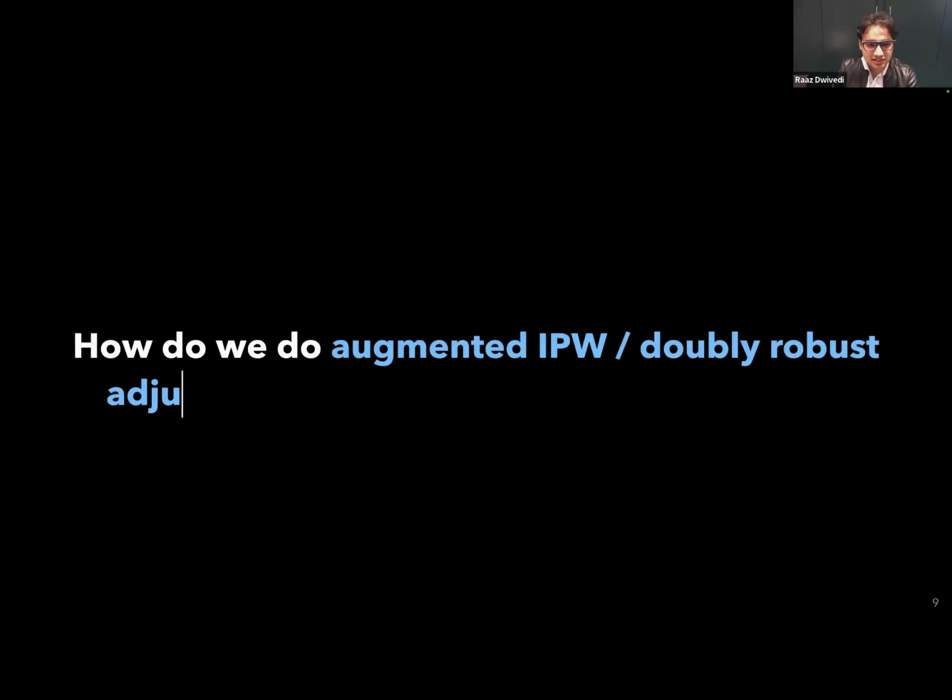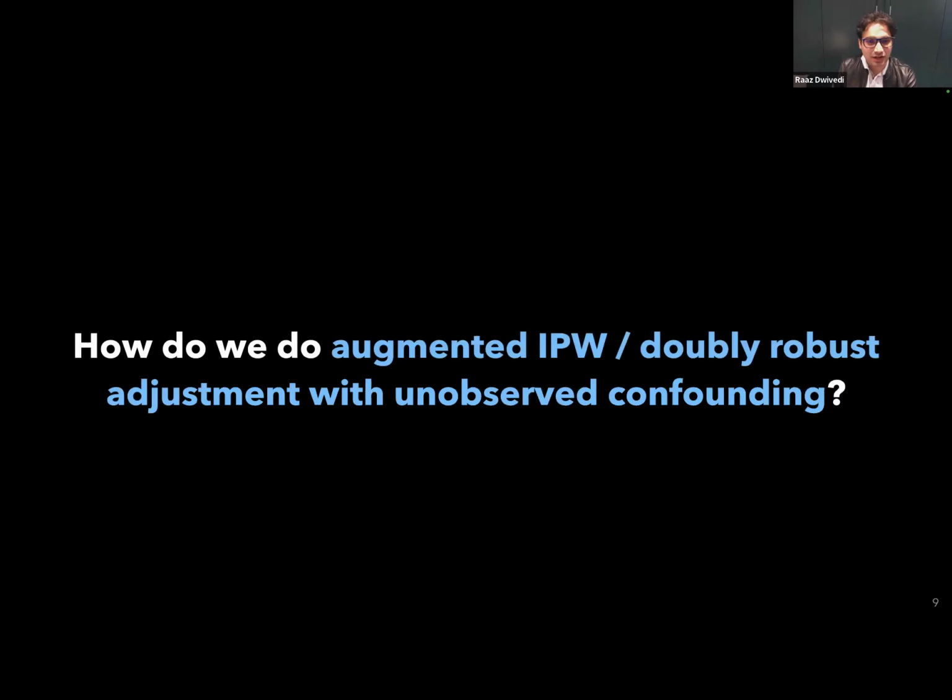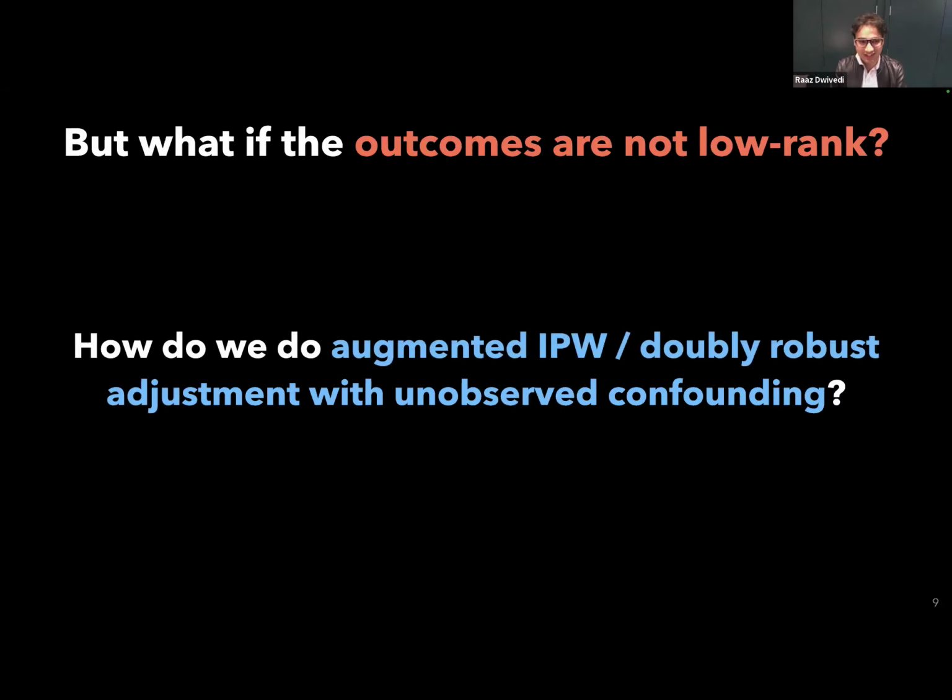The starting point of this talk is, the animation is slightly unordered. But the question is, what if the outcomes are not low rank? Like what do we do? And causal inference experts would say, well, what about doubly robust adjustment? But what does doubly robust adjustment mean when you have this unobserved confounding? And that's one of the starting points for this talk.